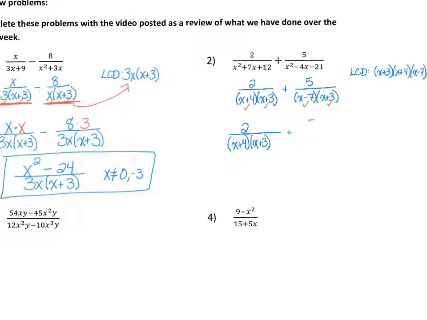So I'm going to write this a little differently than we did in the first one. If you look, the LCD is x plus 3, x plus 4, and an x minus 7. If you look at that first numerator, isn't it the x minus 7 that's missing? So that's also what you have to multiply that numerator by. For the second one, isn't it the x plus 4 that's missing? So that's what we were multiplying this numerator by.